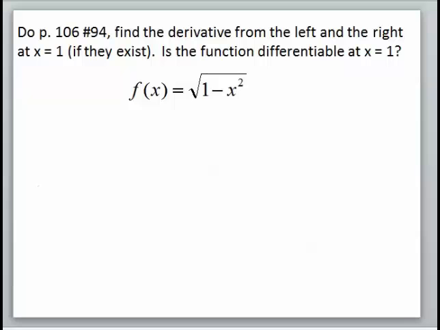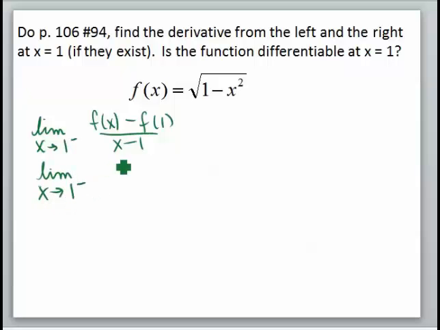In this particular problem, it asked me to find the derivative from the left and the right, and then we'll use that to help describe whether the function is differentiable at x equals 1. In order to do that, I'm going to use the alternate form of derivative because I'm just really curious about what's occurring at 1. So I'm going to take the limit as x approaches 1 from the left, and the alternate form of derivative says f of x minus f of 1 all over x minus 1.